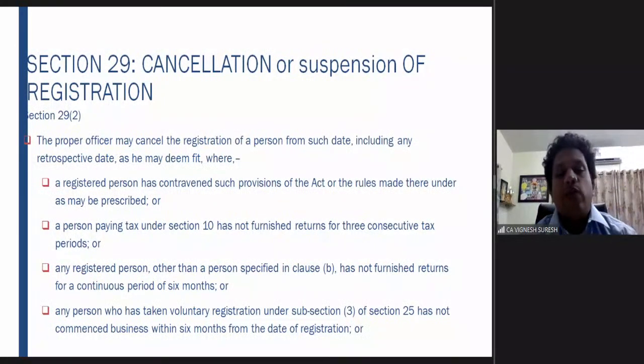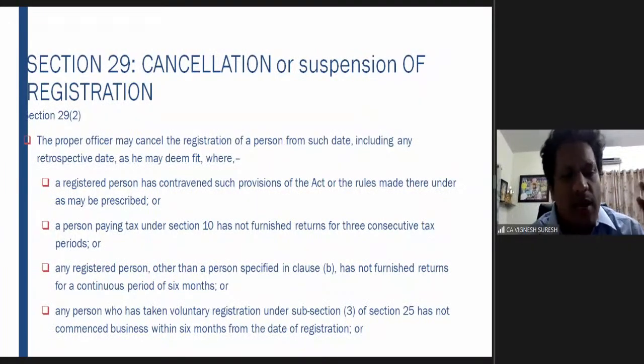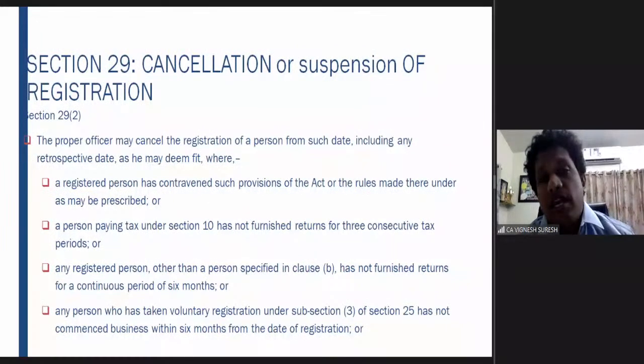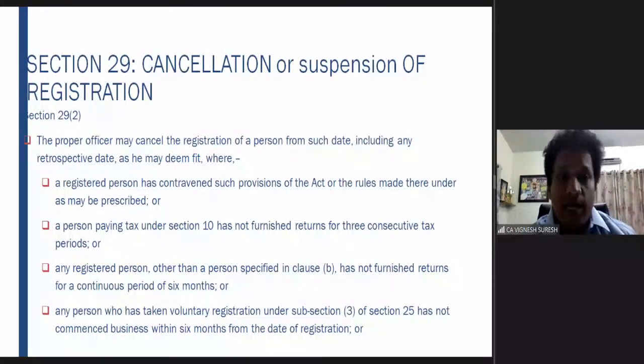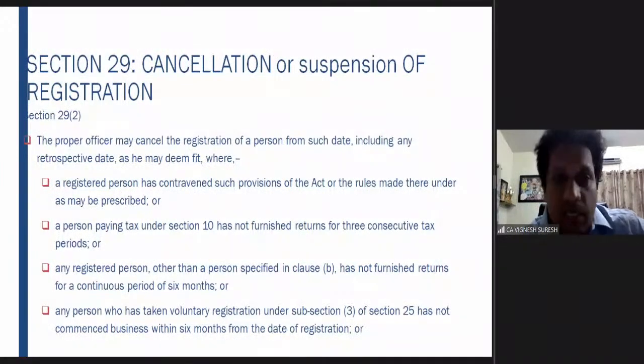So what are the 4 cases where the proper officer can go ahead and cancel the registration? Number 1, contravention of provisions. Contravention of provisions can be anything: if he takes ineligible input tax credit, or if he has obtained the GST registration by way of fraud, willful misstatement, suppression of facts, etc. A second one is the composition scheme: if for 3 consecutive quarters he has not filed the return, his registration may be cancelled. For any regular registered person, if for 6 months he has not filed the returns, his registration can be cancelled. Any person who has gone for voluntary registration and has not commenced the business within 6 months, his registration also may be cancelled.